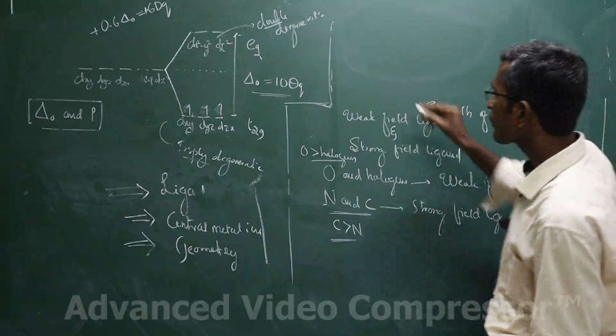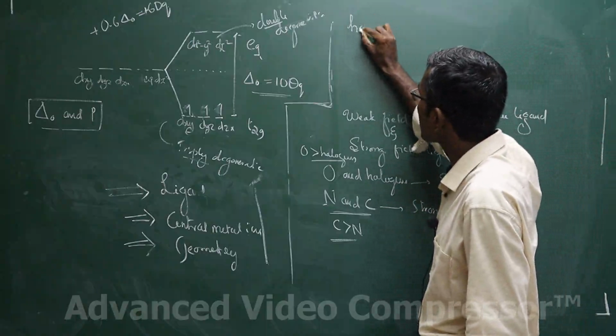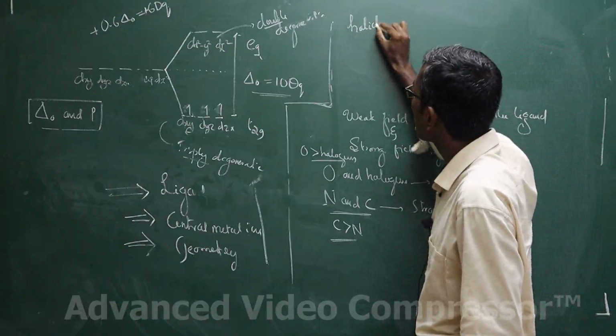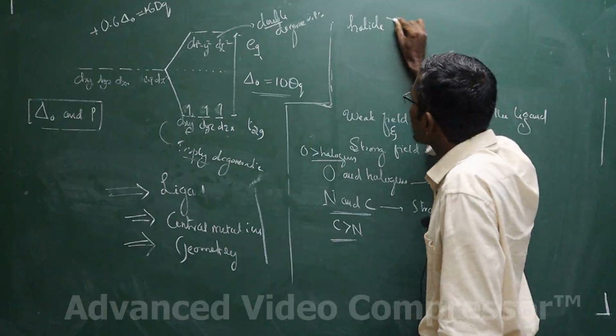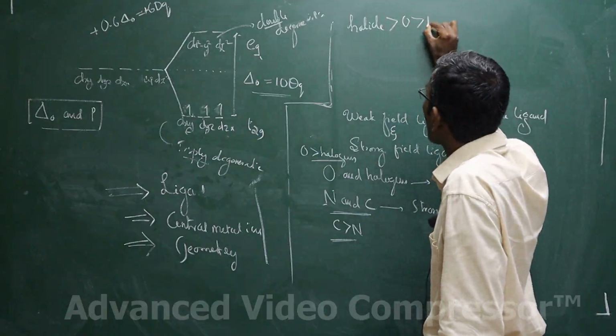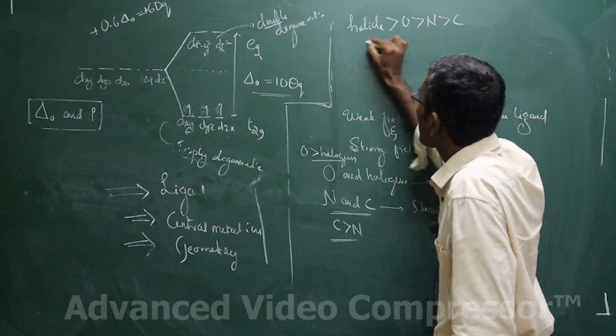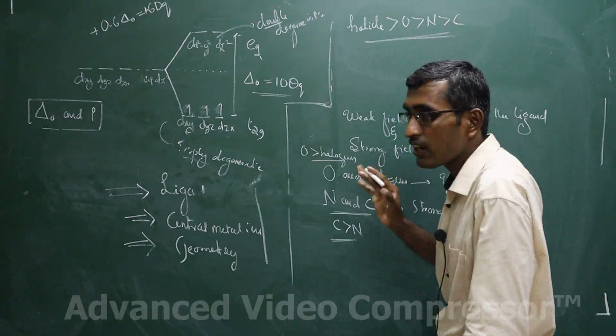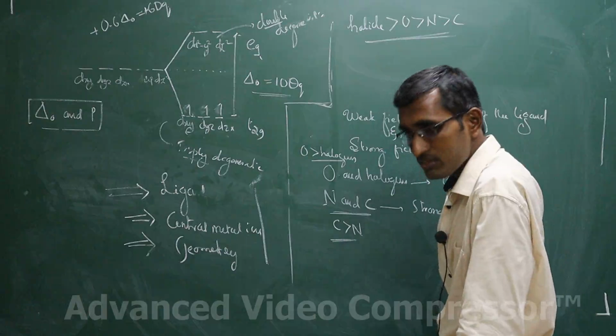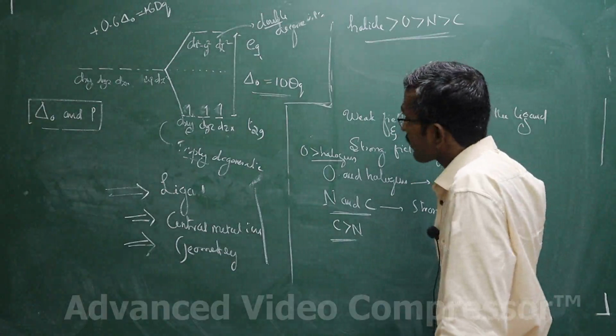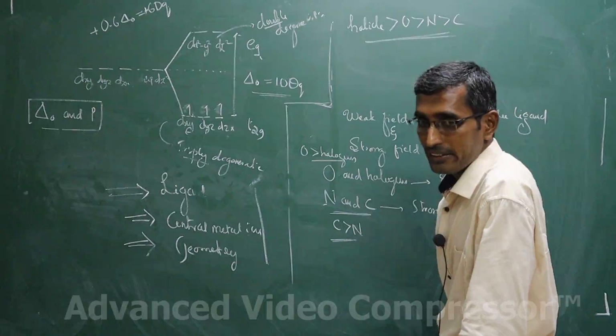That is, the halogens or halide ion come first, then generally the oxygen comes, then the nitrogen comes, then the carbon comes. This will be the general order. There will be smaller variations, but that doesn't matter. In general, we can put it like this.